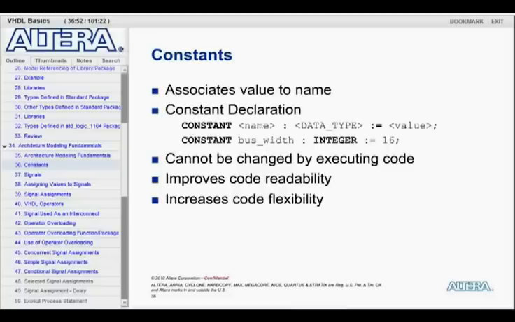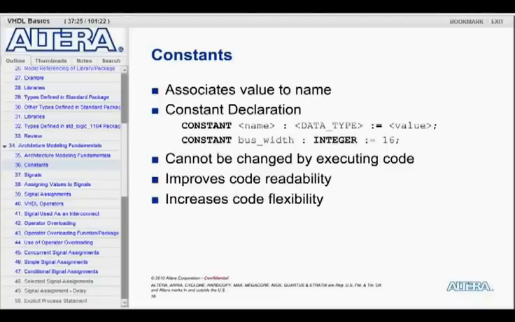Constants are used to assign a value to a name. They are used to make your code more readable and add flexibility to your design. By using constants, I can change things like bus widths or even enable/disable design features just by changing the value. Generics are essentially constants whose values can be passed in from other modules and changed at compile time. Local constants, invisible outside of the model, are declared in the architecture declaration section.